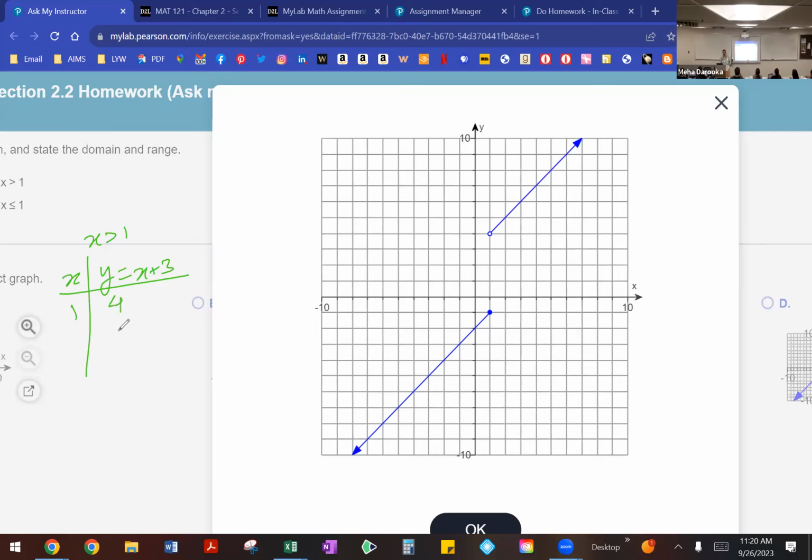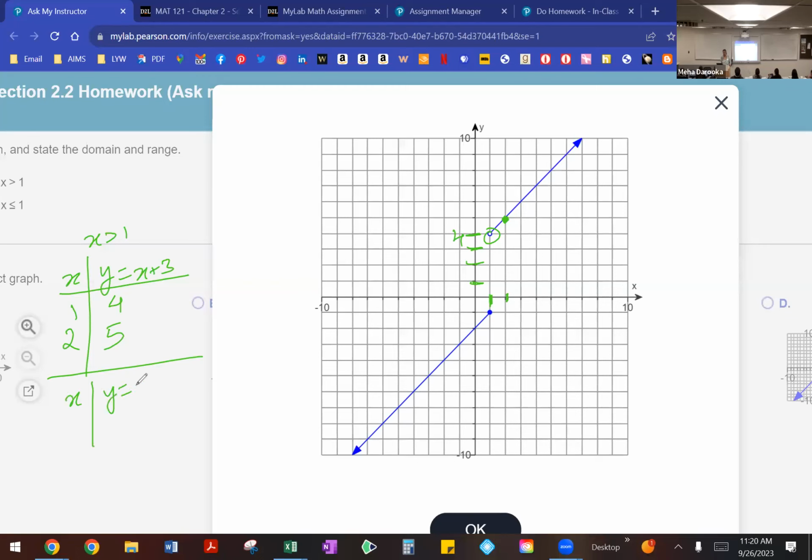So 1 plus 3 would of course give us 4. So you can see at the value of 1, 2, 3, 4, you should be at 4, and we do have an open circle there. So that looks good. If you did 2, of course, 2 plus 3 would be 5. So at 2, we should be at 5. So obviously that graph, that line is looking fine. Now let's do the other one.